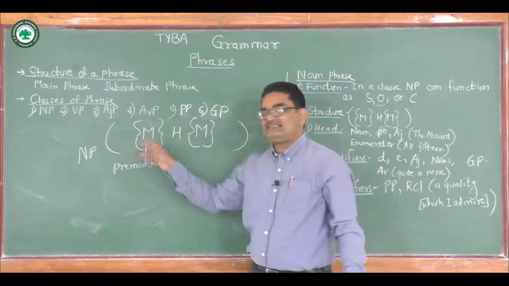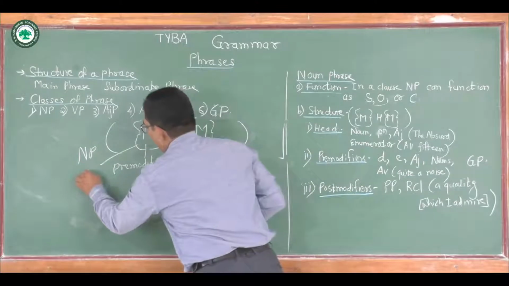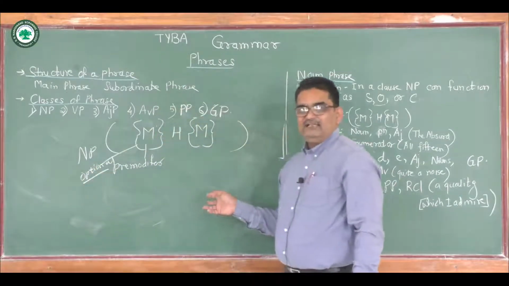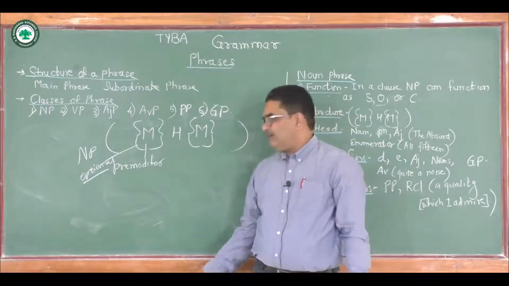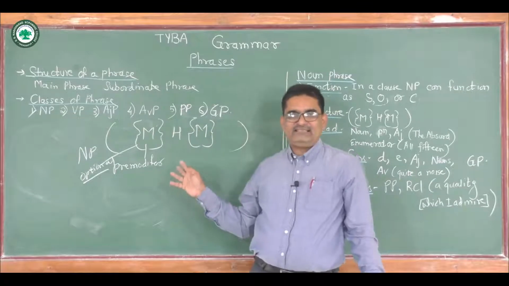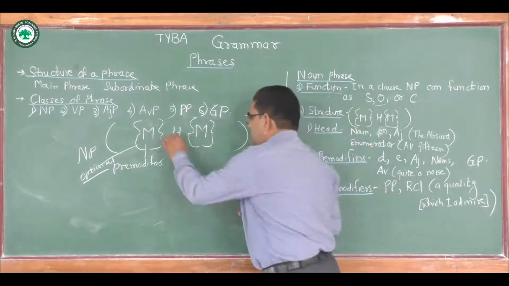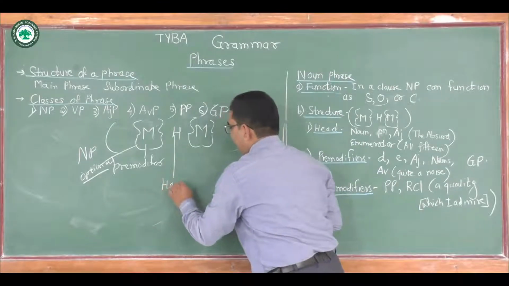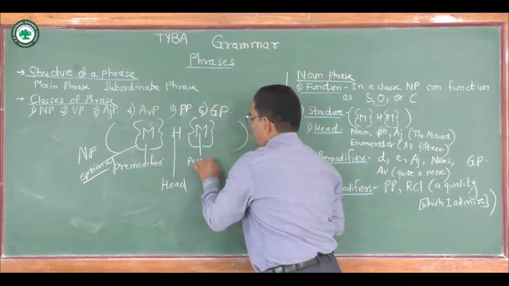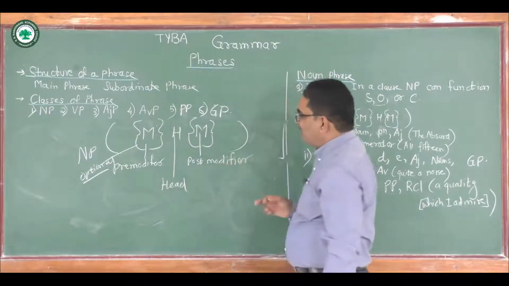These curly brackets, what do they indicate? They are optional. That means the modifier may be there or it may not be there. Head, H, stands for head. And M, again, stands for post-modifier. So just see what the structure is.